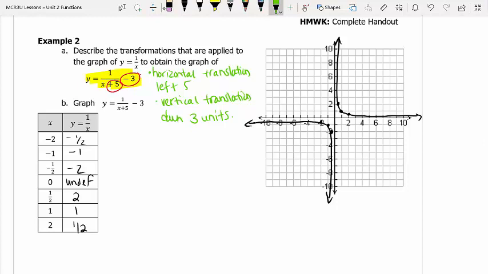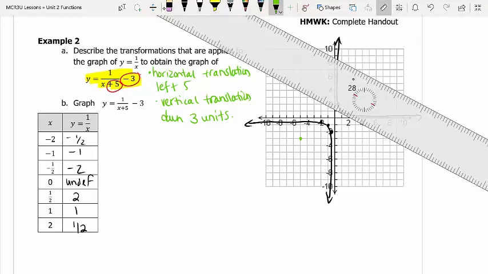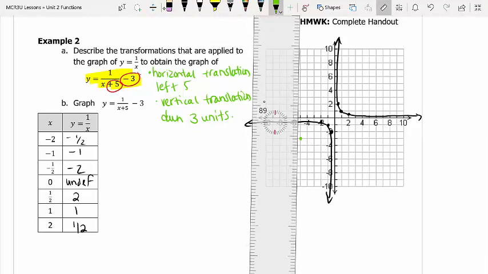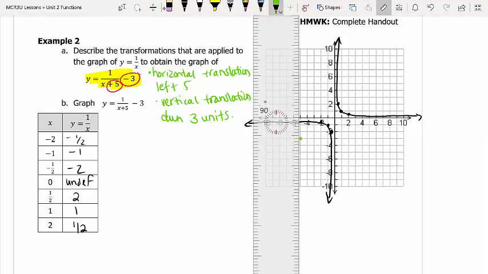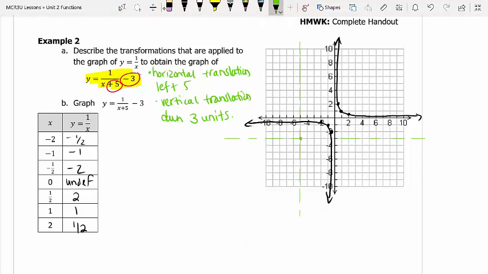Sometimes it's helpful to actually move your asymptotes first. So if we take the origin and move it left 5 and down 3, we can draw in our new vertical and horizontal asymptotes. You can think of that as your new x and y axis that the graph is not going to cross. Okay, so let's go ahead and move this all to the left 5 and down 3. Okay, so there's your final transformed graph.